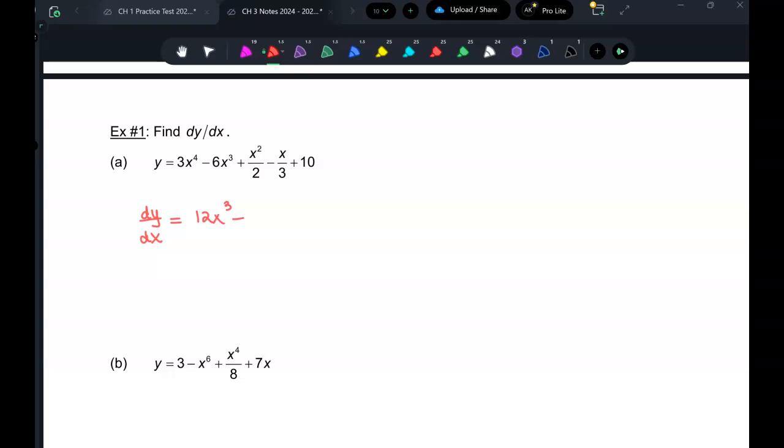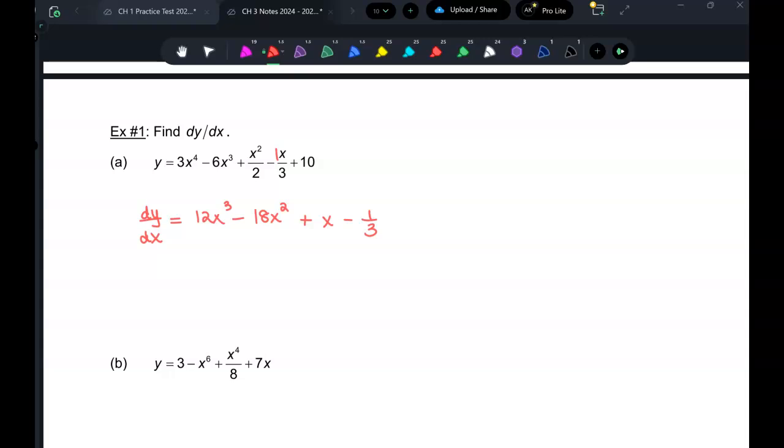Did we get 12x cubed for the first part? Minus 18x squared, plus, minus 1/3, because think, right? That's technically a minus 1/3 coefficient. And then the 10 is the constant, and remember that's just going to go away. That's just going to be 0.